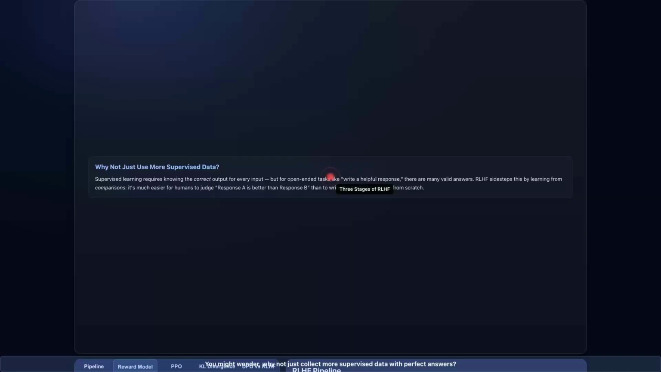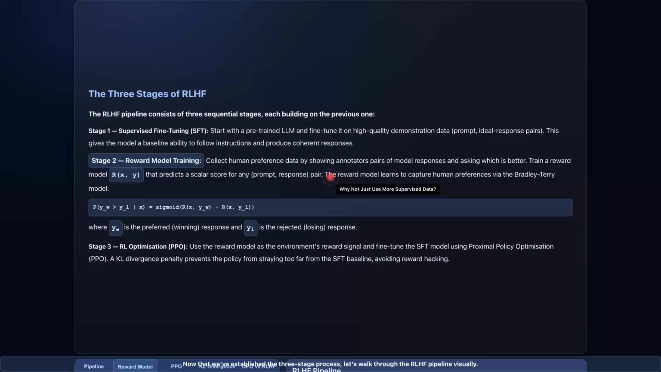You might wonder, why not just collect more supervised data with perfect answers? In reality, it's much easier for humans to compare two responses and say which is better than to write the ideal answer from scratch. This is why RLHF relies on preference comparisons rather than direct supervision. Now that we've established the three-stage process, let's walk through the RLHF pipeline visually. We'll see each stage as a diagram, and then you'll get to interact with the process yourself.